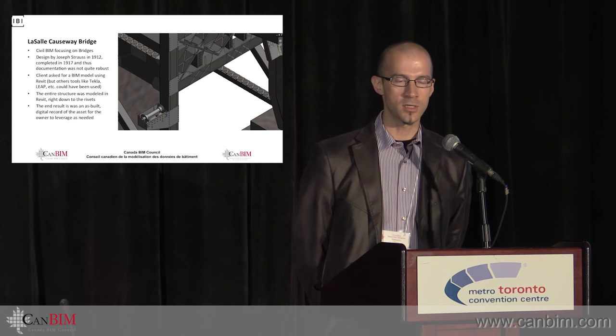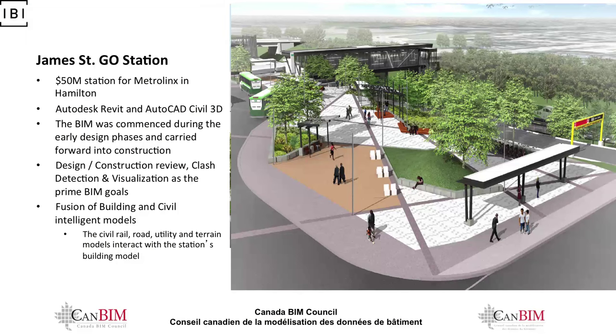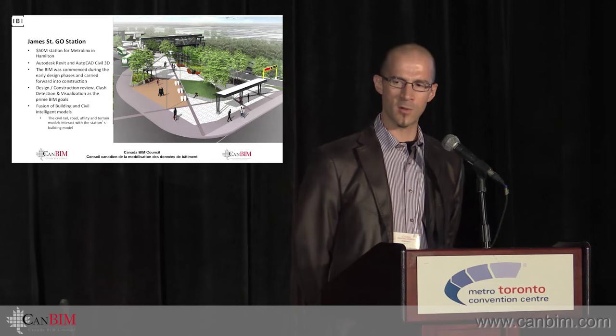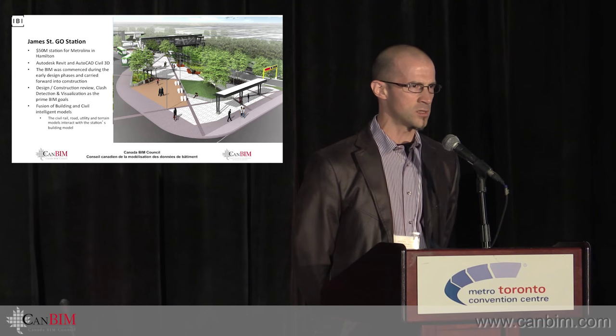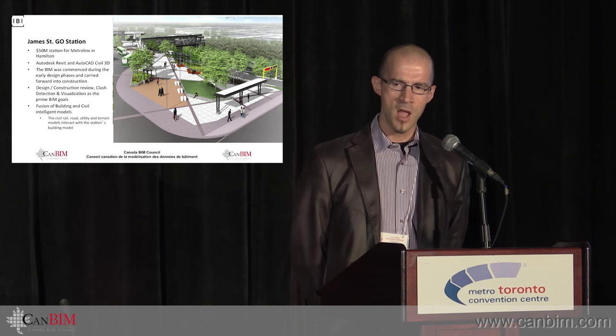The James Street GO station here in Hamilton, a $50 million project for Metrolinx. Revit and Civil 3D were the tools. BIM was commenced during design and pushed into construction. We had what I call the, quote, simpler BIM goals. I don't want to say it was one of the first, but it was one of the first full multidiscipline BIM projects that IBI pursued.